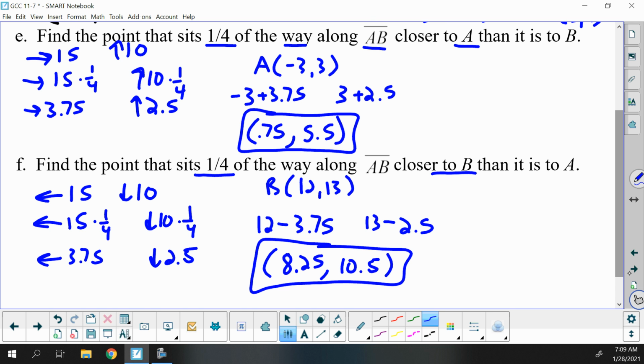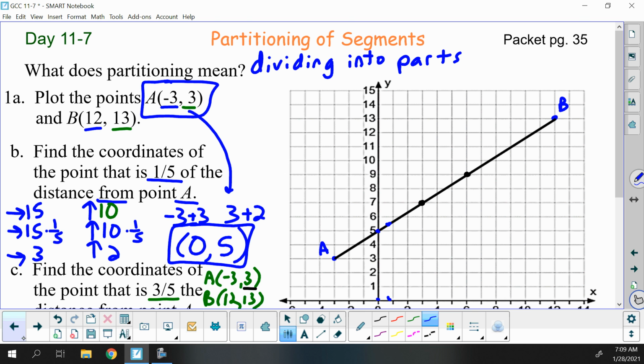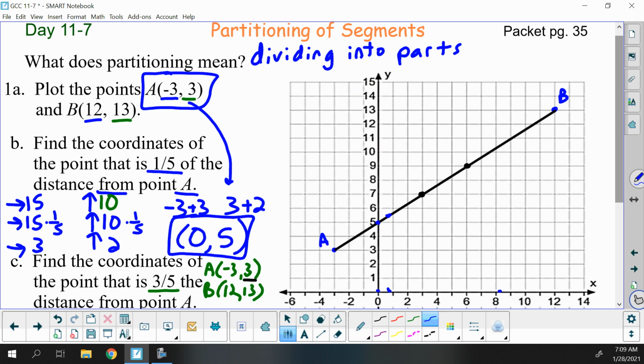We'll go over to our picture, make sure that seems like a reasonable answer. 8.25 would be about here. If we go up, it does seem that that's at about 10.5.